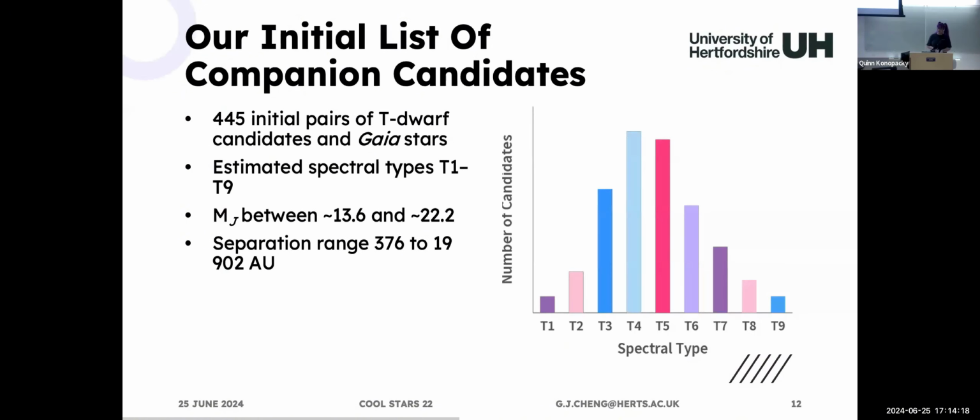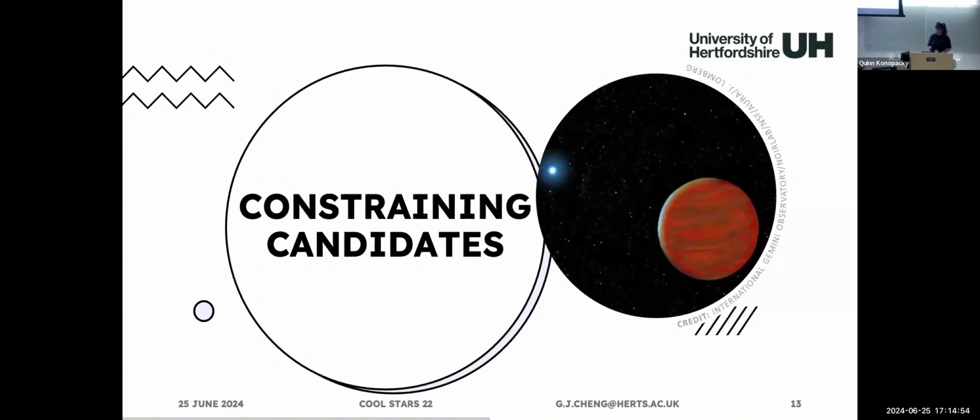So all of this gave us 445 initial pairs of T-dwarf candidates with their Gaia stars. They have spectral types ranging from T1 to T9 and a range of absolute J-band magnitudes that reach up to the VHS detection limit, and their separations range from 376 AU to nearly 20,000 AU. So we've got a big range of separations.